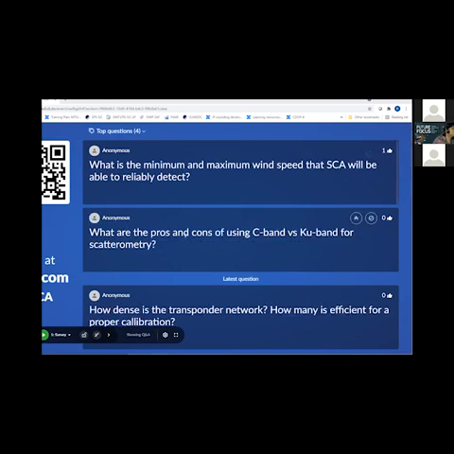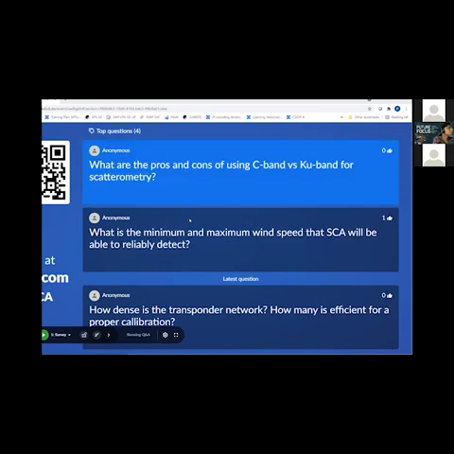I think we'll take the first question. What are the pros and cons of using C-band versus Ku-band for scatterometry? C-band has been found to be less sensitive to rain effects. So that's the main point, I think. For Ku-band, you always have to include corrections or flagging for strong rain events. This is not necessary for C-band.